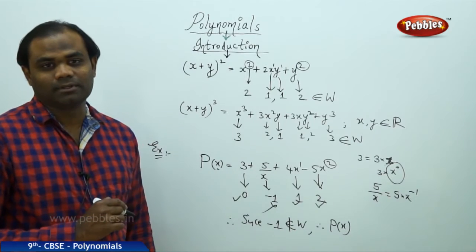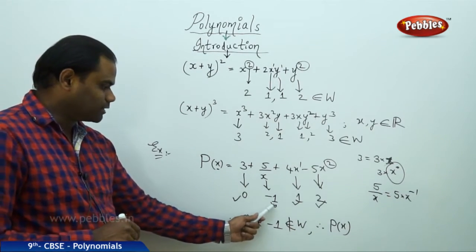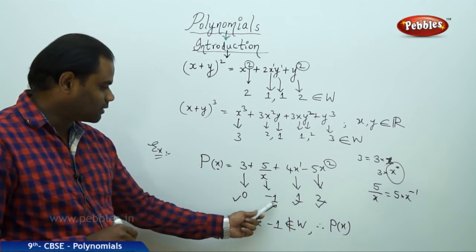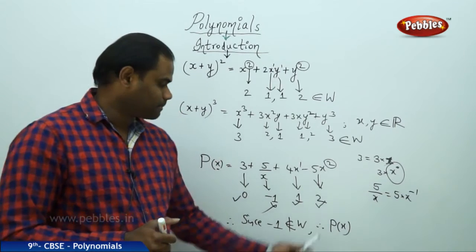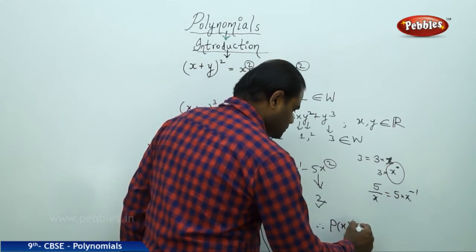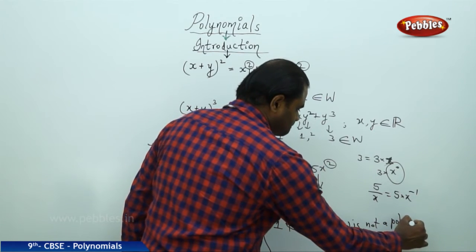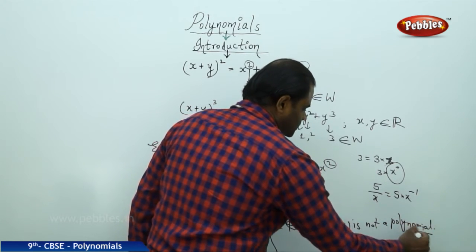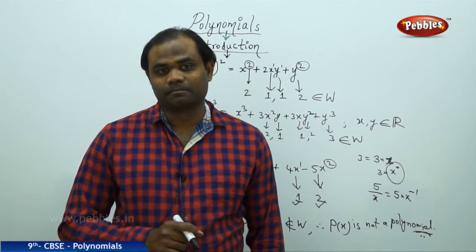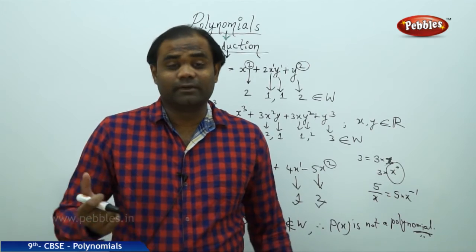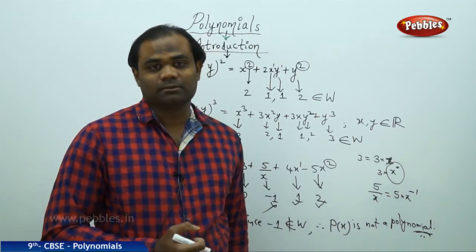is not a polynomial. It fails to be a polynomial because one of its integral powers of x does not belong to W, the whole numbers. Therefore, P of x is not a polynomial. This is how I identify the definition of a polynomial from the powers of the variables, in this case, x being the variable.